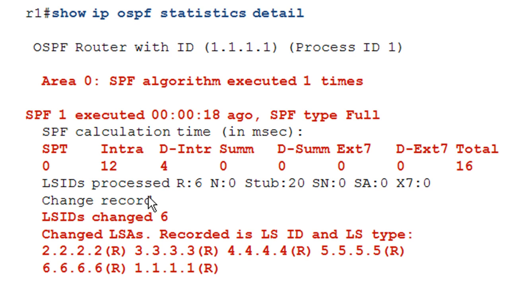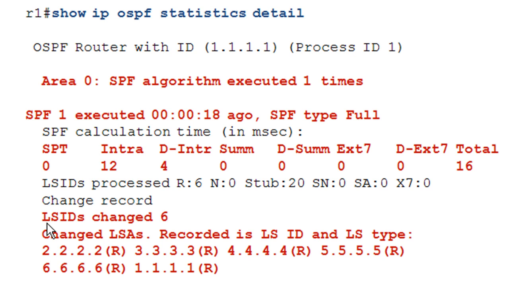It says that of the LSIDs that were processed, 6 of them were R or router or type 1 LSAs, and then it gives you the rest. We didn't have anything else. Instead of using X, it now uses X7, and it does include stub as well. Stub is not a stubby area. I'm not going to get into this, but don't get confused on that. That doesn't mean that you have 12 stubby areas configured in OSPF.